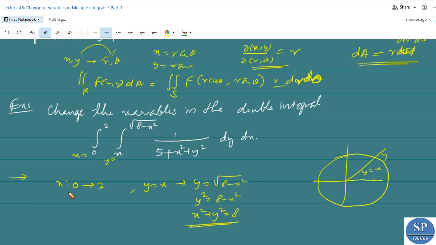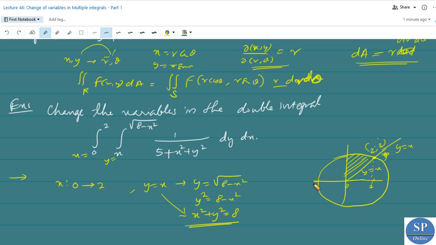Since x varies from 0 to 2, we have the point 2 here, and the corresponding value is y square equal to 8 minus 4 when x equal to 2, that is y equal to 2. So this point is 2 comma 2. This is the line y equal to x. So our region will be x varies from 0 to 2 and y varies from y equal to x to y equal to this circle. This is the required region.